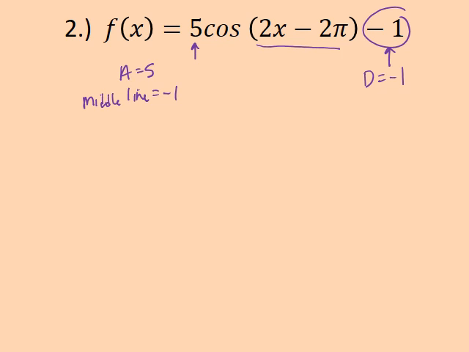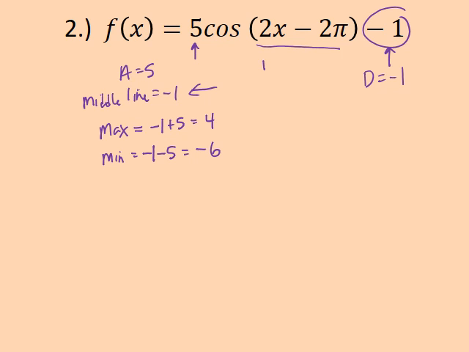Since our middle line is -1 and our amplitude is 5, we can find the maximum. The maximum is -1 plus 5, which is 4, and our minimum is our middle line, which is -1 minus 5, which is negative 6. So our maximum is 4 and our minimum is negative 6, with our middle line being negative 1.